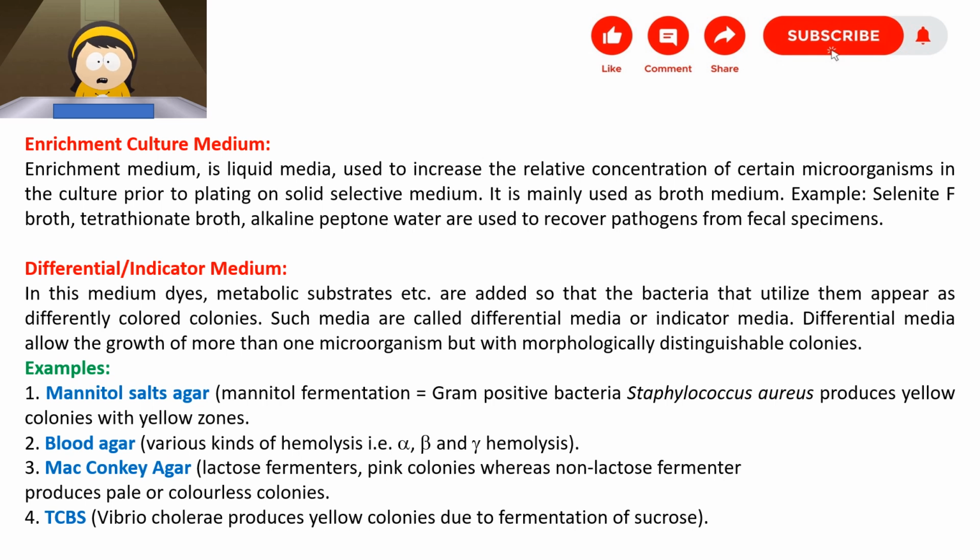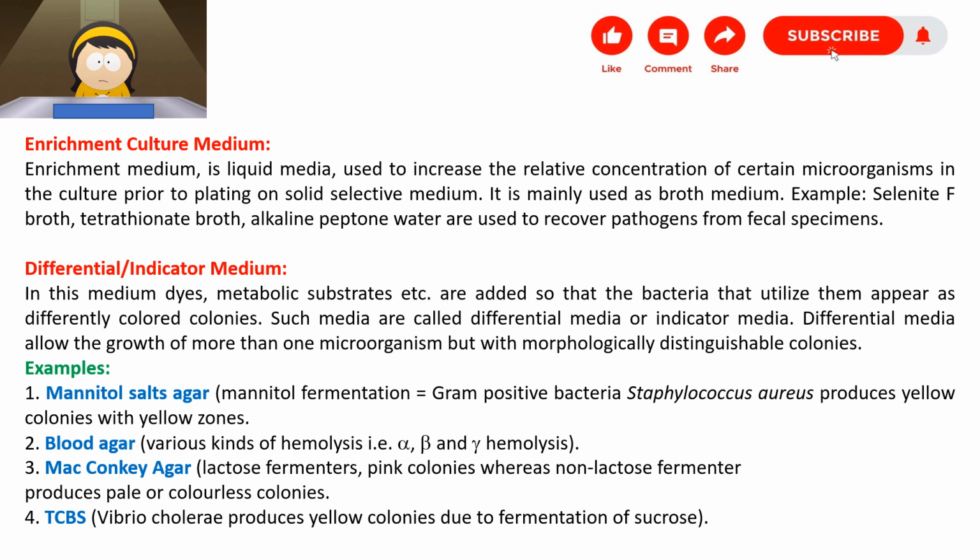Differential indicator medium. In this medium, dyes, metabolic substrates etc. are added so that the bacteria that utilize them appear as differently colored colonies. Such media are called differential media or indicator media. Differential media allow the growth of more than one microorganism but with morphologically distinguishable colonies.